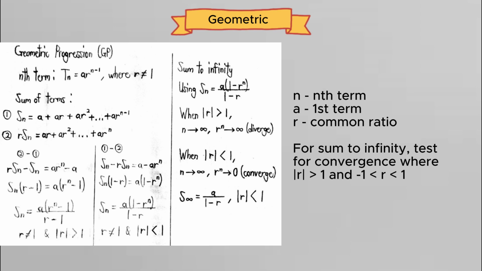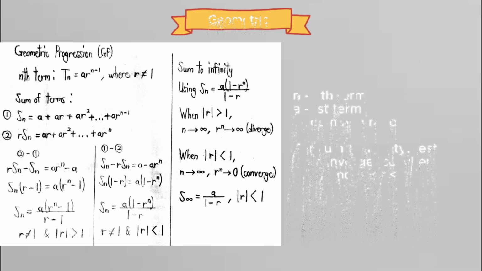How to prove it is you look at the proof that's given. You need to make sure that r is in between -1 and 1, so that r to the power of n will tend towards 0, so it converges. Thus you get the simple formula for sum to infinity.